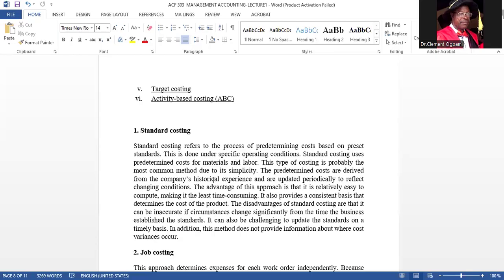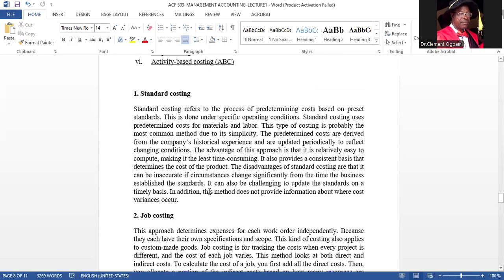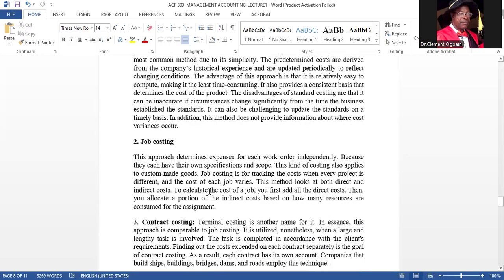If you spend above the standard, you analyze what is the variation. If you spend below, you analyze what is leading to the variation. Then job costing. Job costing is different from standard costing. Job costing is like when you have a job to do and maybe you are submitting a quotation, and you cost how much it will take you to start a particular job and complete it.